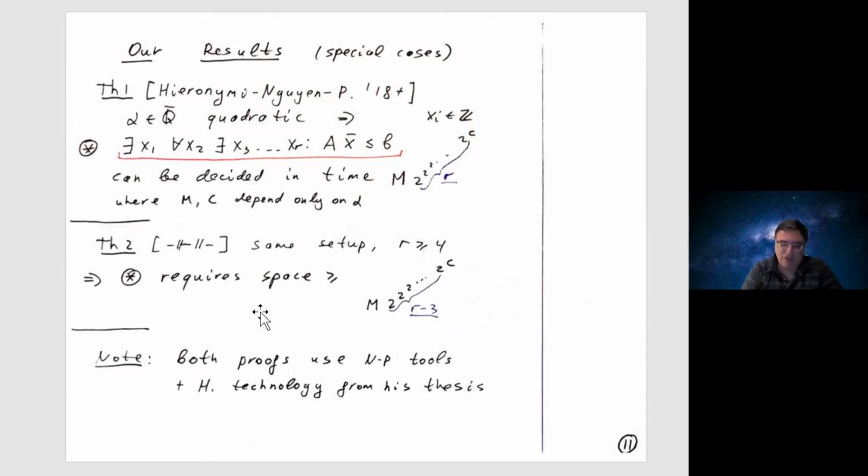So I want to mention that not only is the proof long, in order to understand the proof, you need to understand both Philip Hieronymi's technology and our technology. So the proof is a combination of both his tools and our tools. There is just nothing nice about it at all. But that's what we get in this case for both lower and upper bound.